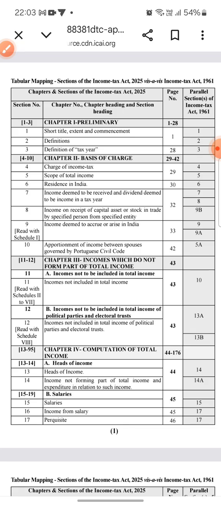Section number 9, income deemed to accrue or arise in India, at page number 33, was earlier in two sections, 9 and 9A. Apportionment of income between spouses governed by the Portuguese Civil Code was earlier governed by section 5A. Now it is mentioned in section 10 of the Income Tax Act 2025.